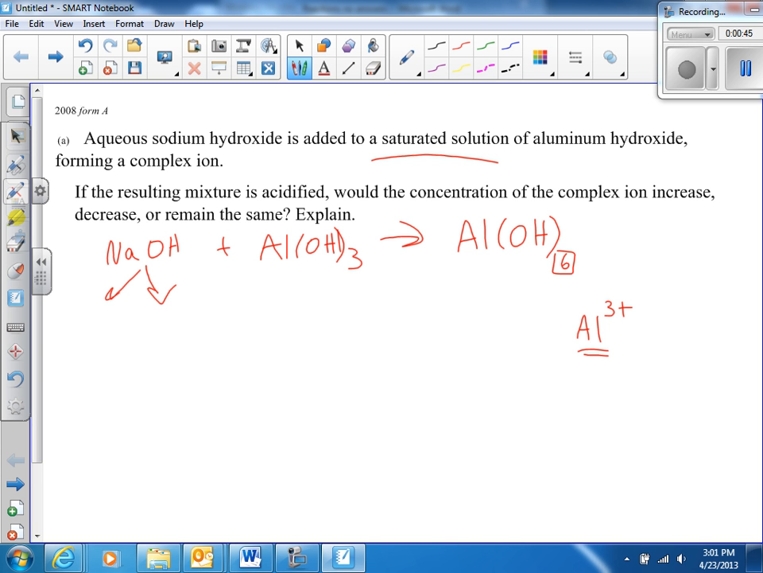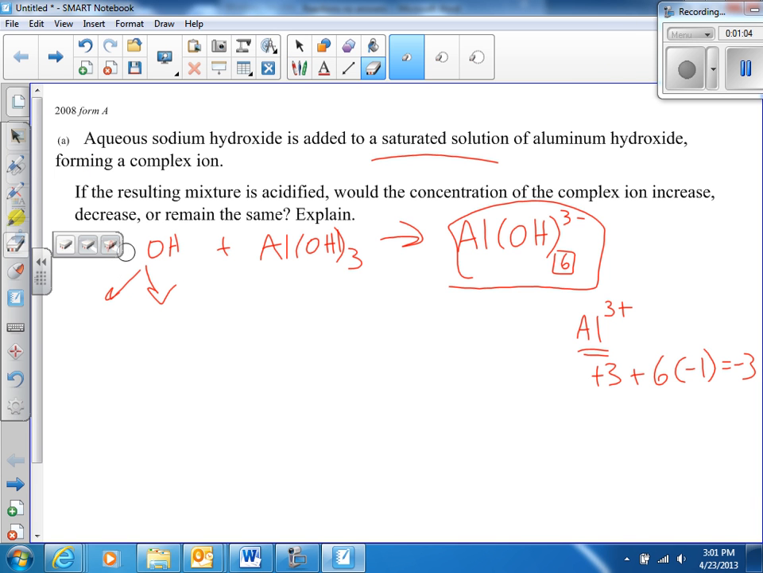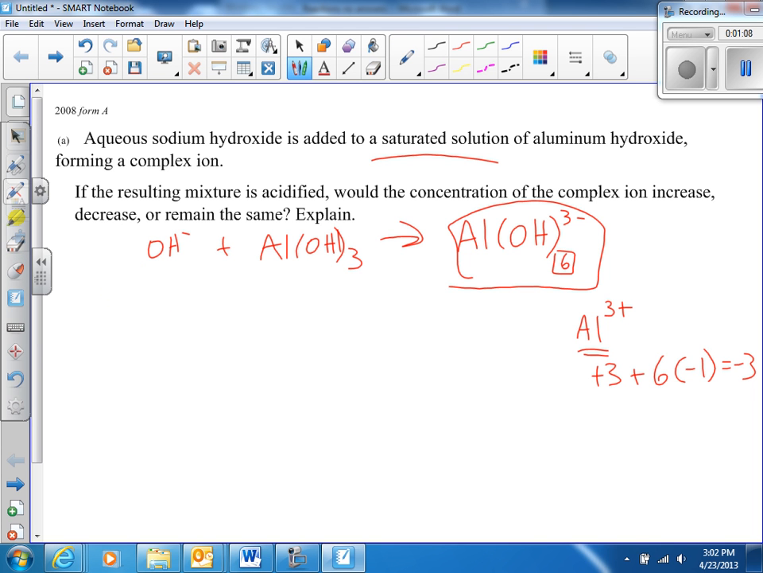Now, to figure out our charge, we have a +3 from the aluminum. And then we have 6 hydroxides, and those are each -1. So our total charge on this big complex ion here is 3-. Okay. Oh, and I need a net ionic. The sodium is just a spectator. You should be able to recognize that. So this hydroxide is that. I need to balance, so I need a 3 here. And we're done with the balancing of the reaction.